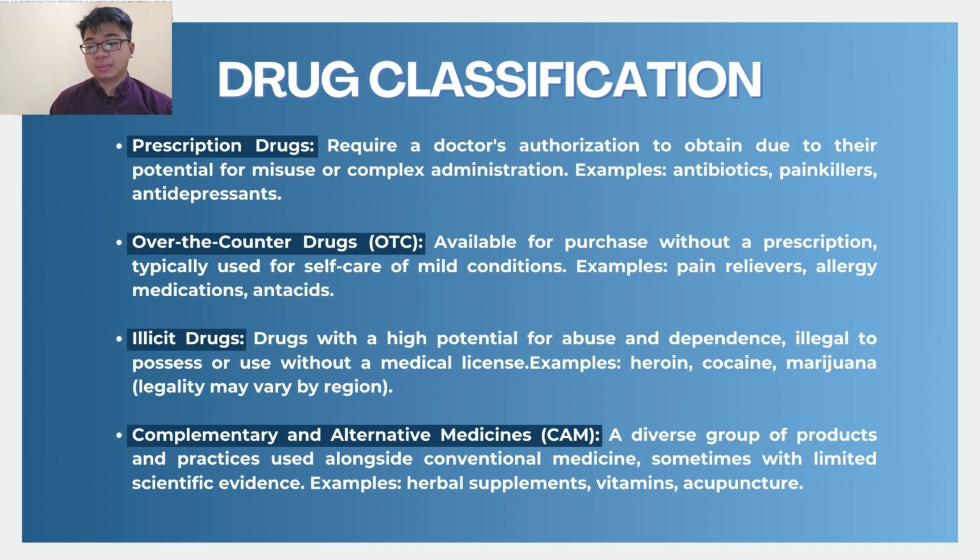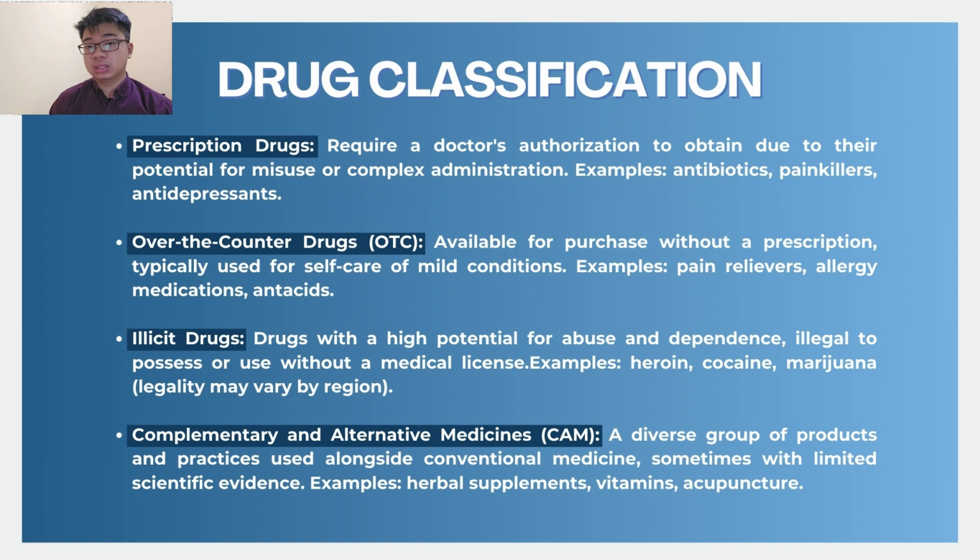So, drugs can be categorized based on various factors, including their legal status, how they are obtained, and also their intended use. Here's a breakdown of some common classifications of drugs. First is the prescription drugs. These require a doctor's prescription due to their potential for misuse, complex administration, or powerful effects. For example, antibiotics, painkillers, and also antidepressants.